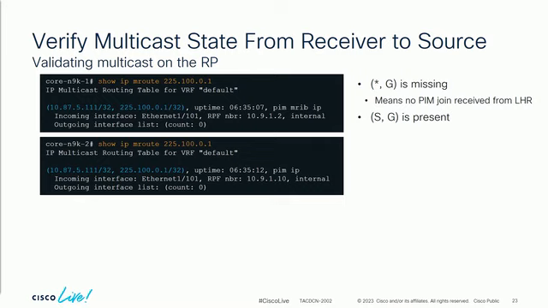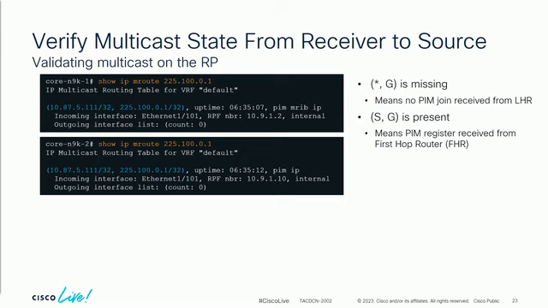Now, the other thing to note is that S comma G is present here. And what this tells me is that multicast data is being sent by the source to the first hop router, and the first hop router is sending a PIM register to the rendezvous point. And the rendezvous point is receiving that and building out the S comma G here.